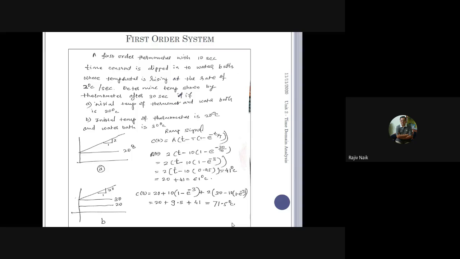Is it clear? Is this type of problem clear? Both of these problems have appeared in the exam, similar problems. That's why I have taken them. These problems will come for around 10 marks, not more than that, 10 to 12 marks. Is it clear? Yes, sir.